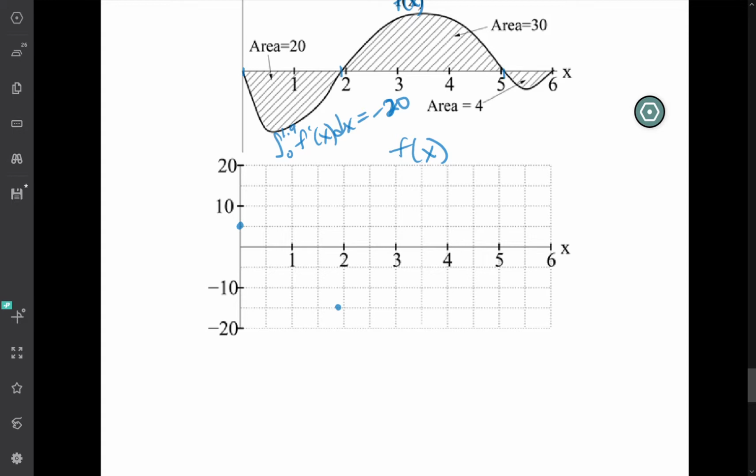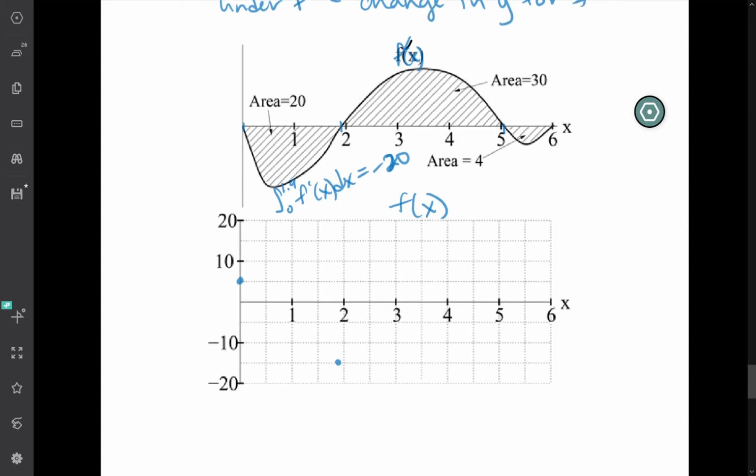When I then look at this area from about 1.9 to about 5.1, that's telling me that the integral from 1.9 to 5.1 of f prime is equal to 30. So down below on the graph of f, my y value should increase by 30. So if I go over to 5.1, my y value should have gone up from negative 15 to positive 15.